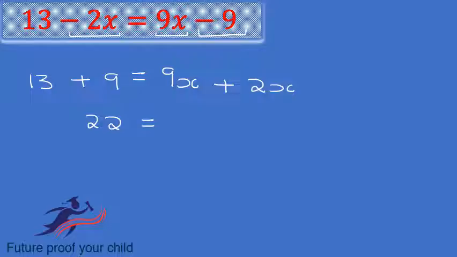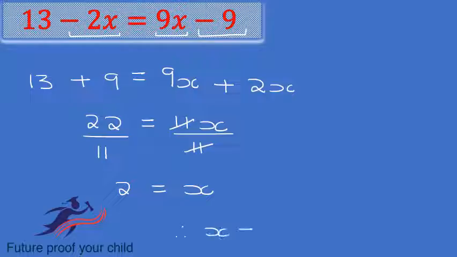9x plus 2x is 11x. To get x alone, we divide by 11. What I do on one side, I do on the other side. 22 divided by 11 is 2. And then the 11's cancel, so therefore 2 is equal to x, or you can just write x equals 2.